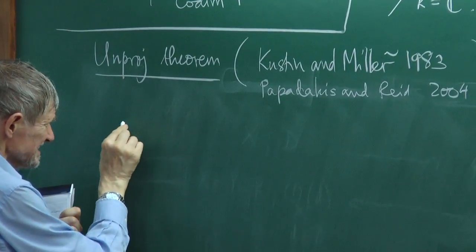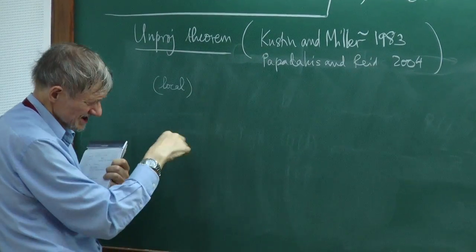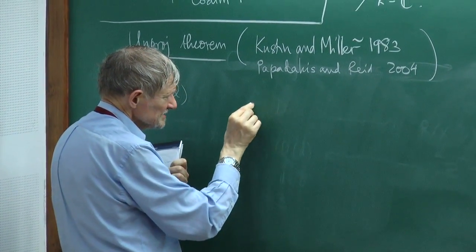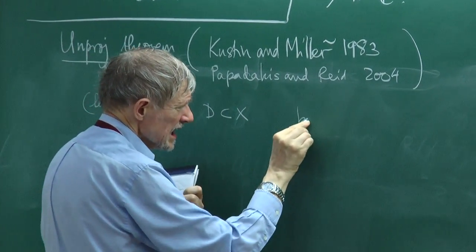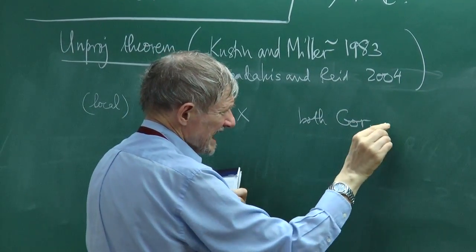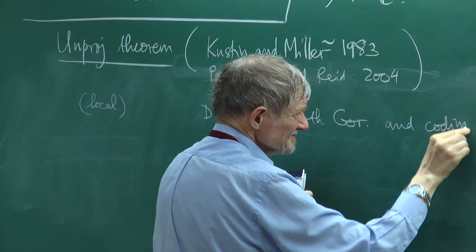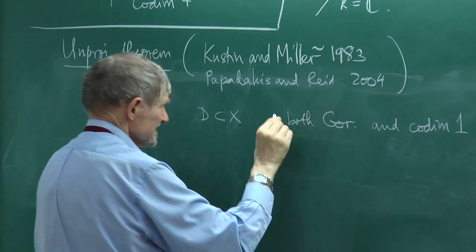So let me state it first. Local. There's a local version and then there's a projective version. So suppose I've got D in X, both Gorenstein and codimension 1. So these are affine.